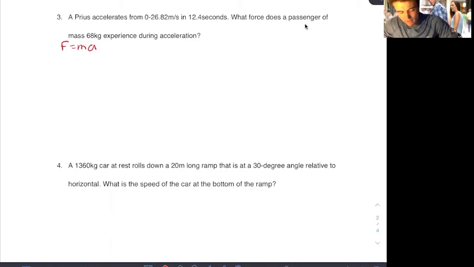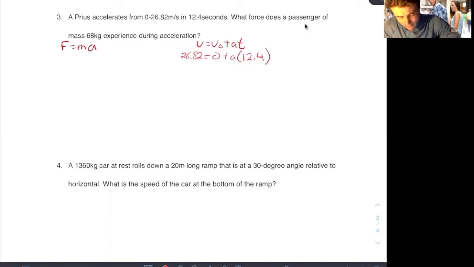Well, we can dip back into those previous equations that we learned, right? The one really good one here would be v equals v naught plus acceleration times time. Okay, so we have all of those factors, right? We have the time, we have our velocities, and that'll give us acceleration. And that makes sense with the units too, because the initial velocity is 0, final velocity is 26.82, right? And then plus acceleration times 12.4.